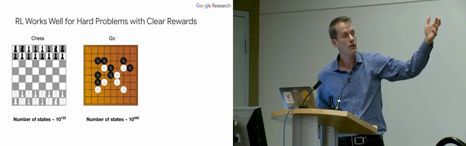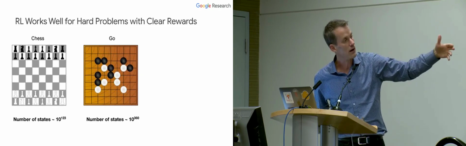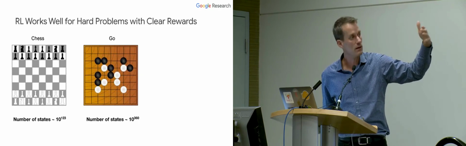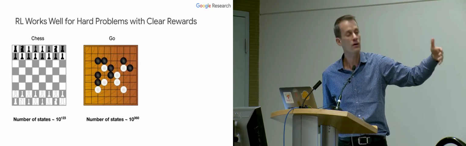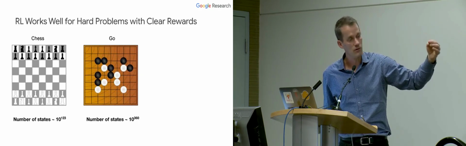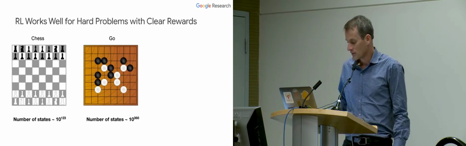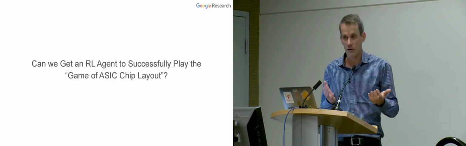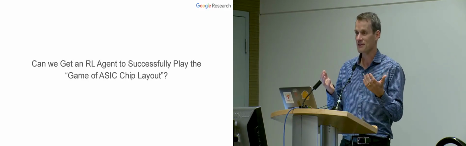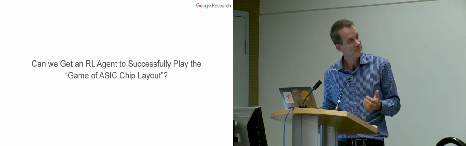And so we've seen in the last few years that reinforcement learning works well, even for very hard problems, when you have a nice, clear reward signal. For example, the game of Go, which has a quite large number of states, has been essentially solved to superhuman levels with an RL algorithm incorporated into the search process of what gameplay makes the most sense. And so the question we wanted to ask was, can we get an RL agent to successfully play everyone's favorite game, ASIC chip layout? Yes, let's all play it at home.